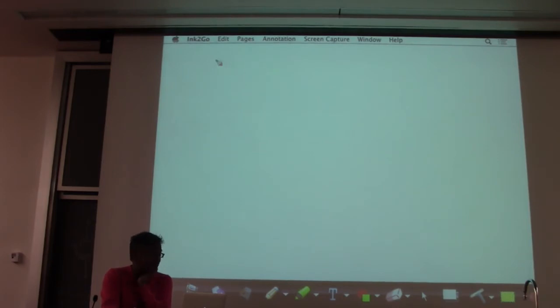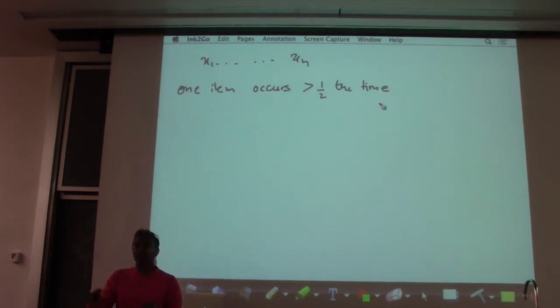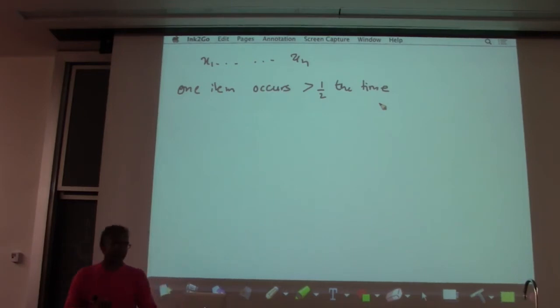So here's the problem. I give you a sequence of items, numbers, let's call them x1 to xn, they're coming at you. And I tell you that one item occurs more than half the time. Strictly more than half. So you think of the numbers as 1, 7, 2, 1, 7, 1, 1, 1, 2, 2, 1, 1, 1. So the 1 occurs more than half the time.